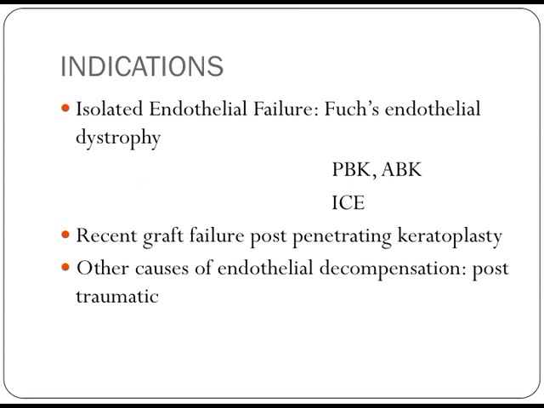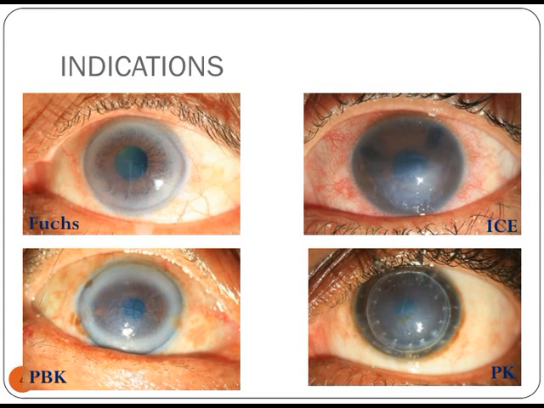The indications of DSEC basically include any kind of endothelial failure. The conditions which need DSEC are either isolated endothelial failure, such as Fuchs endothelial dystrophy, pseudophakic or aphakic bullous keratopathy, and ICE syndrome, recent graft failure post-penetrating keratoplasty, or any other cause of endothelial decompensation such as trauma. So all these patients are good candidates for DSEC. The most commonly performed conditions are Fuchs and pseudophakic bullous keratopathy.